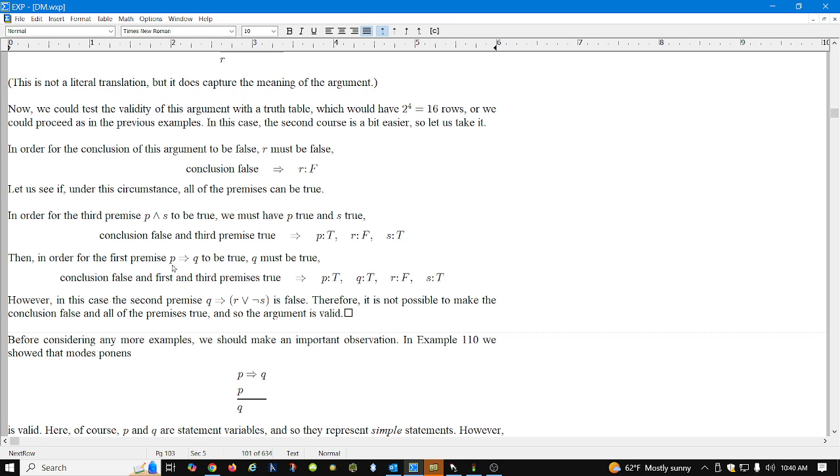In order for the first premise to be true, since P is true, Q has to be true. So we can kick this up a level. Conclusion false and first and third premises true, 4 truth assignments. Every variable has to be true. Now we check the second premise, it's false. So we cannot make the conclusion false and all premises true. Okay. So the argument is valid.